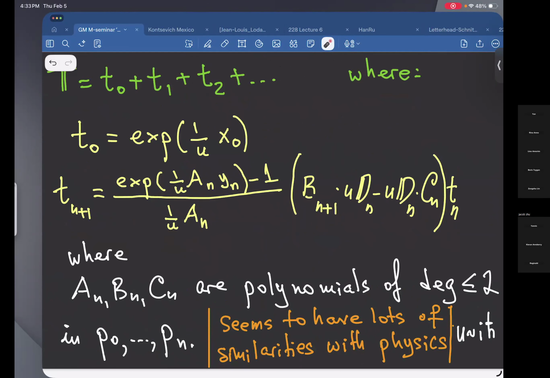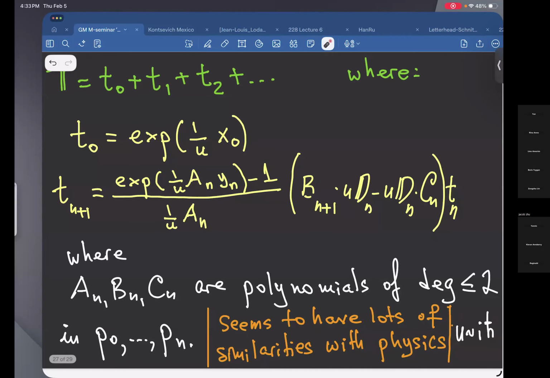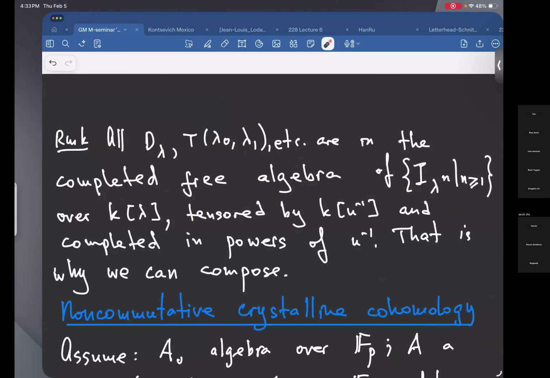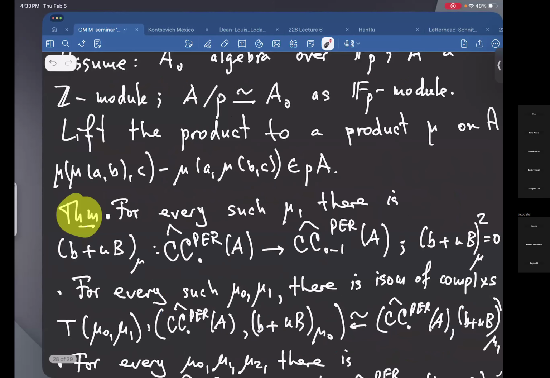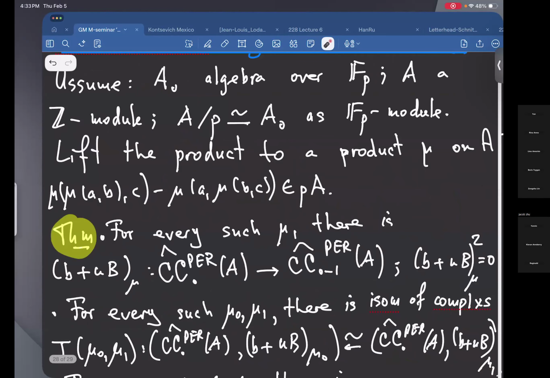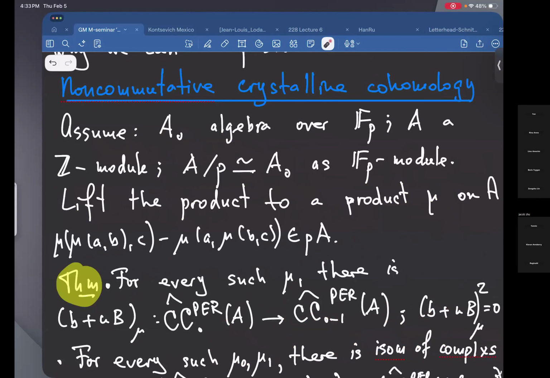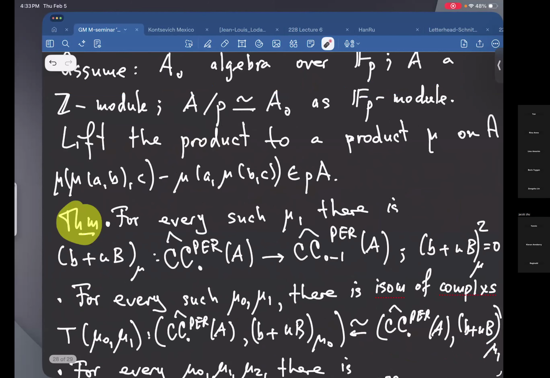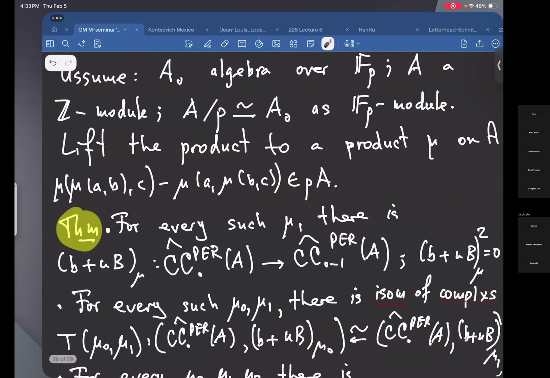For me, it's just dripping with some sort of physical allusions. And again, U plays the role of IH. Yeah, so maybe let me finish here. And in the notes, there is also an explanation how to define non-commutative crystalline cohomology for an algebra over Fp. I haven't come to that, but here it is. Okay, sorry, thank you very much.